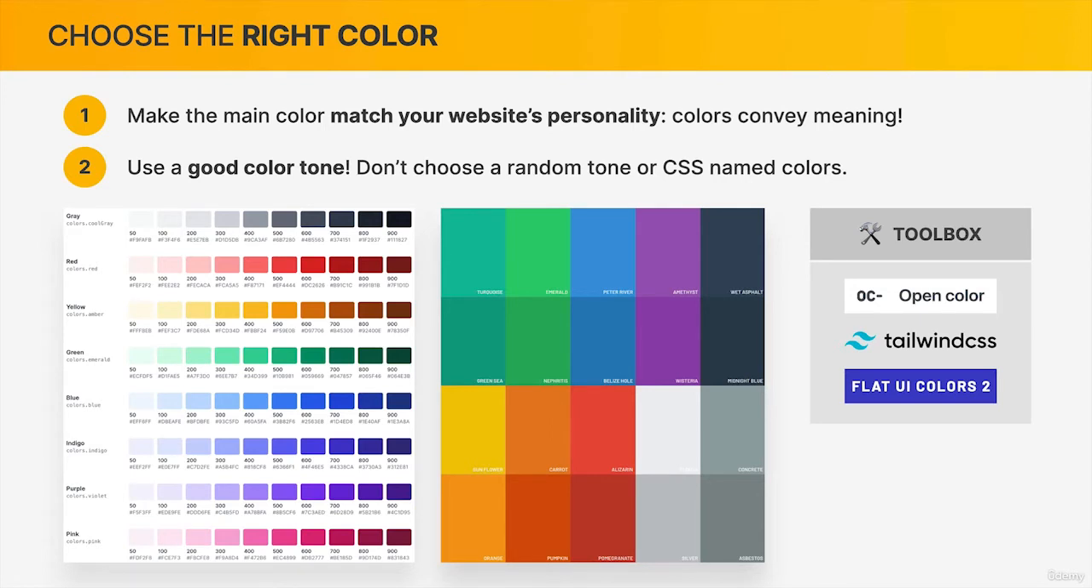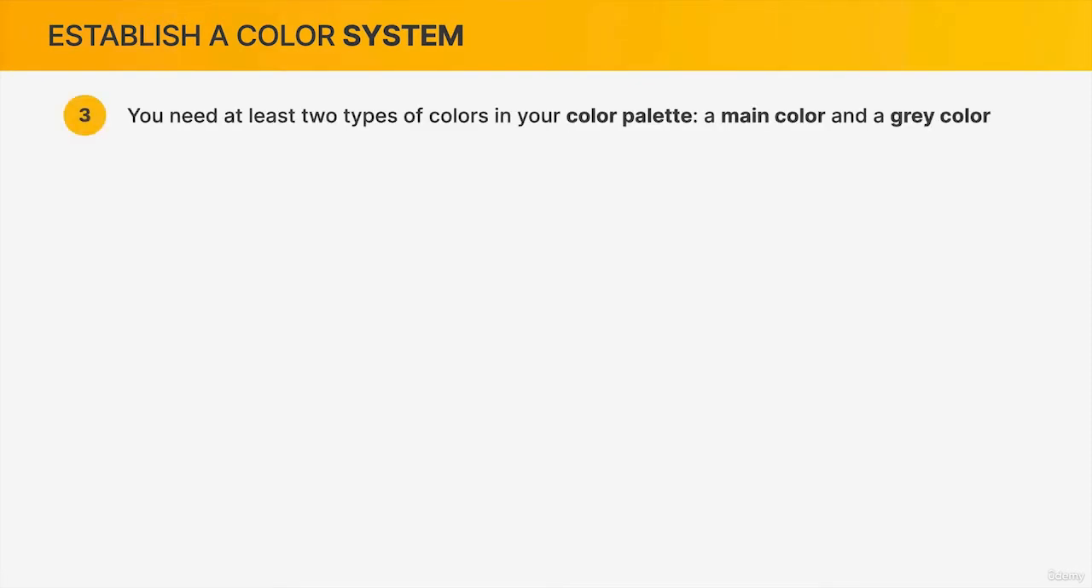Okay, so now you chose your main color according to your site's personality, and you also chose the right tone, for example, using one of these tools. But now it's time to establish a color system. So in any design, you need at least two types of colors in a color palette. You need a main color and a gray color.